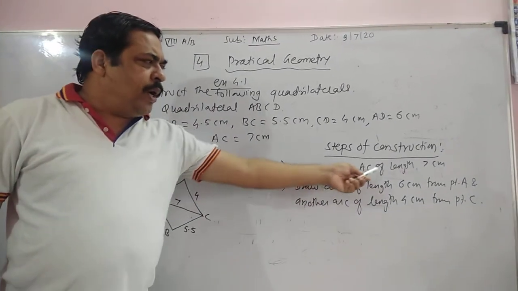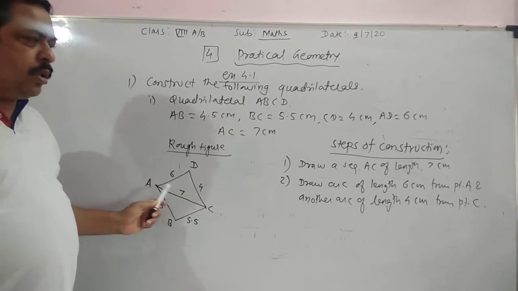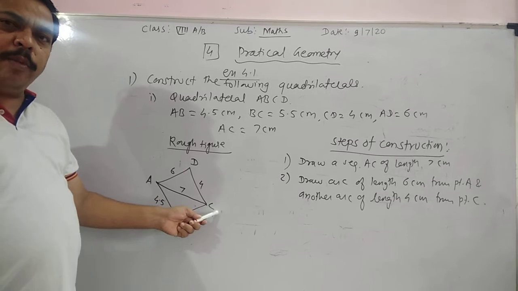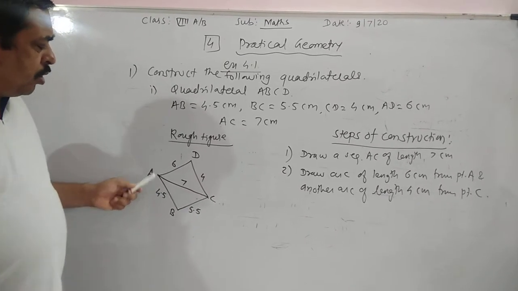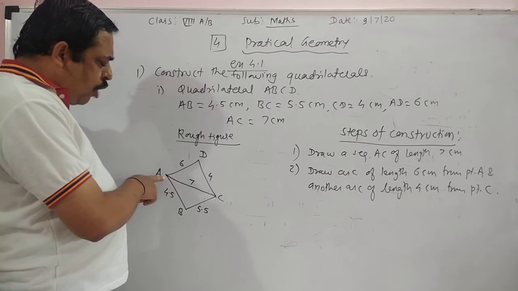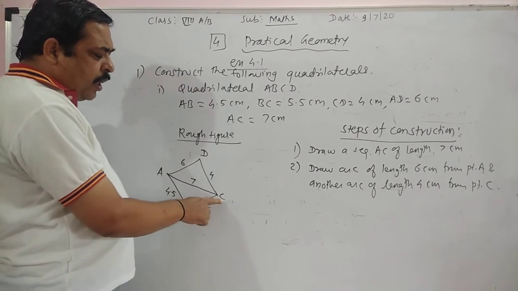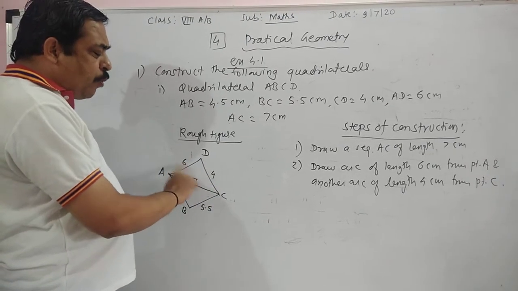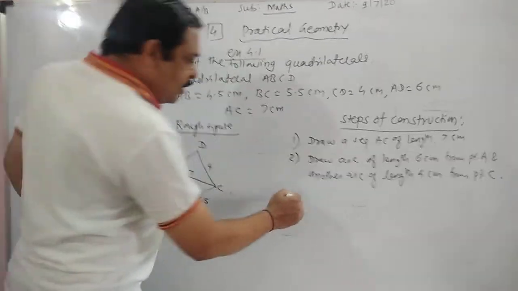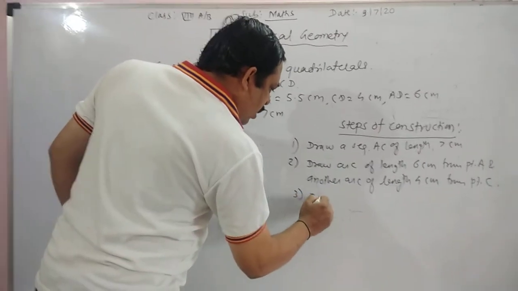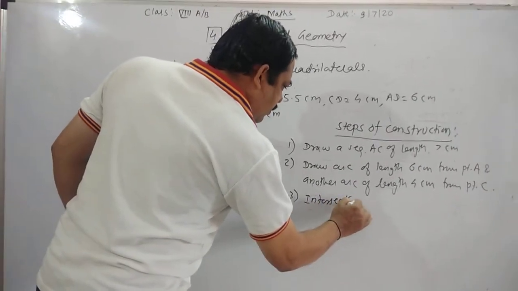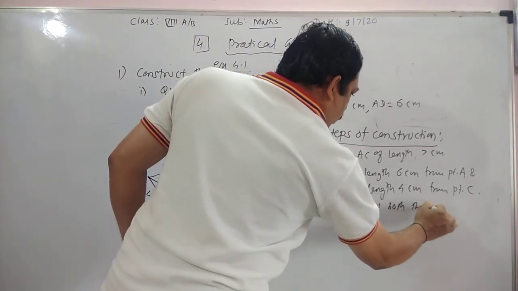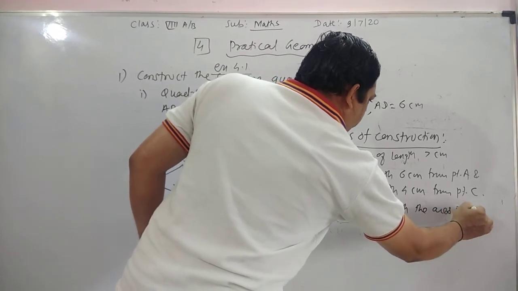First we have to draw a segment AC of length 7 centimeter. Then we are going to draw 2 arcs, one from point A, another from point C. The length of the arc from point A is 6 centimeter, and the length of the arc from point C is 4 centimeter. The intersection point of both the arcs is denoted by D.